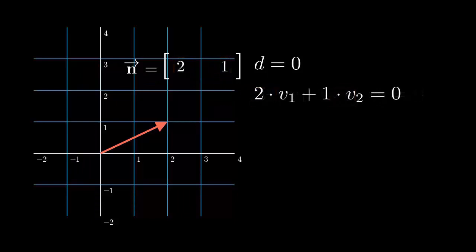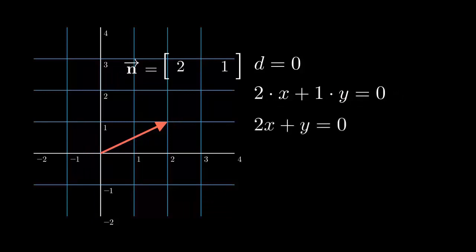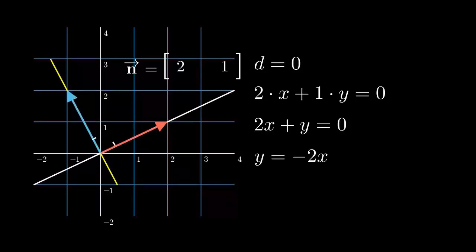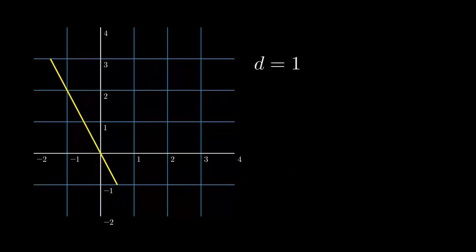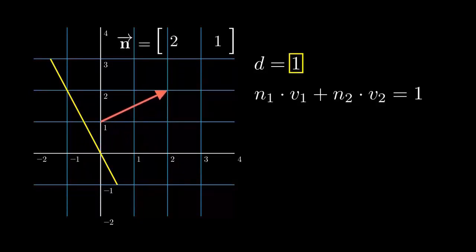You could continue with v1 and v2, but this is on an xy plane. You are more familiar with x and y, so this became 2x plus y is equal to 0. Solve for y: y is equal to minus 2x. Indeed, this line is perpendicular. It's a normal. When d is equal to 1, the procedure is the same, but the vector should be on the plane, or in this case, on a line.